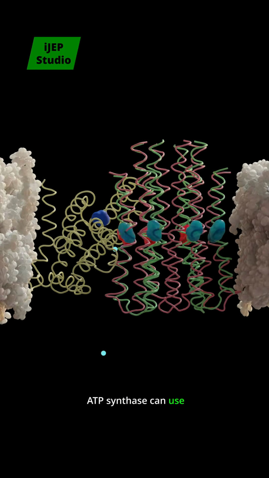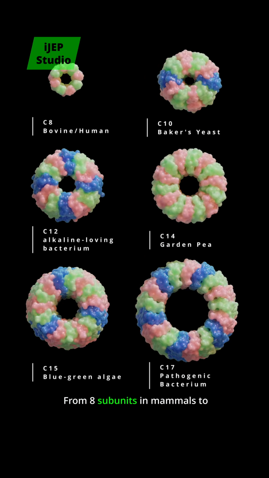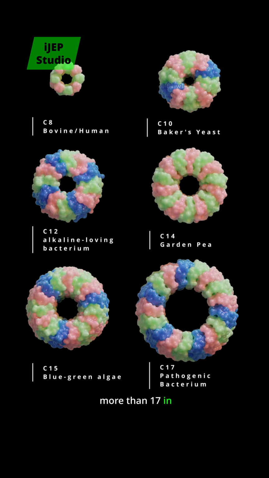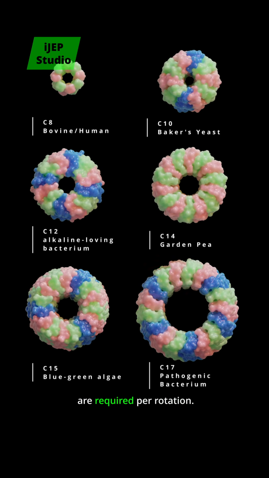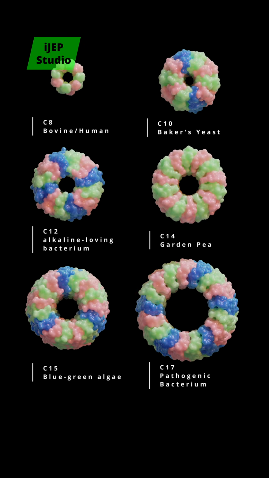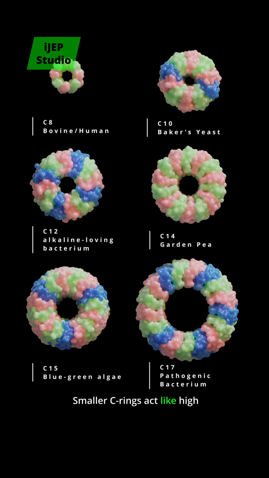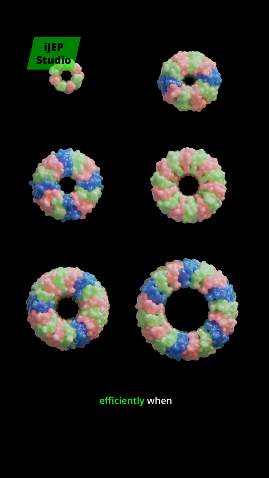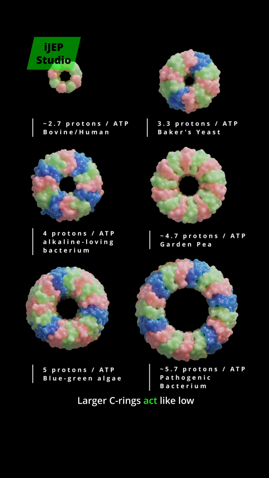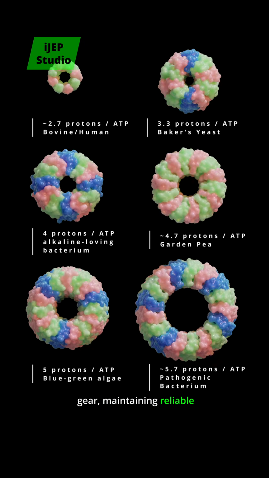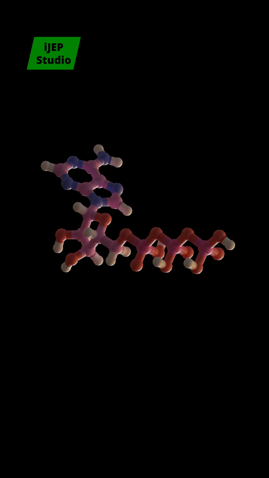ATP synthase can use different C-ring sizes in different species. From 8 subunits in mammals to more than 17 in some bacteria, the number of subunits determines how many protons are required per rotation. This works like a car's gear system. Smaller C-rings act like high gear, producing ATP efficiently when proton flow is strong. Larger C-rings act like low gear, maintaining reliable rotation under weaker or fluctuating proton gradients.